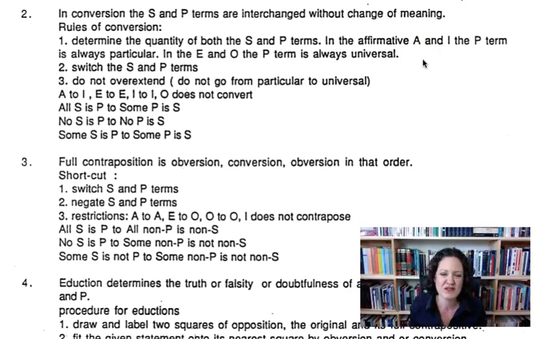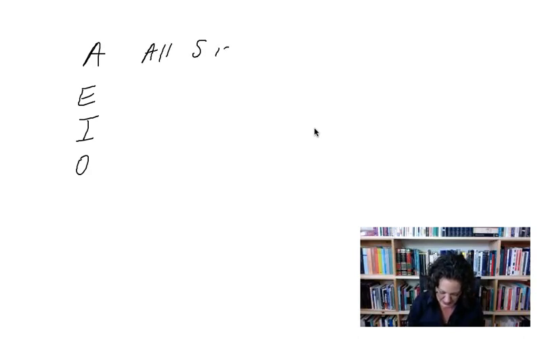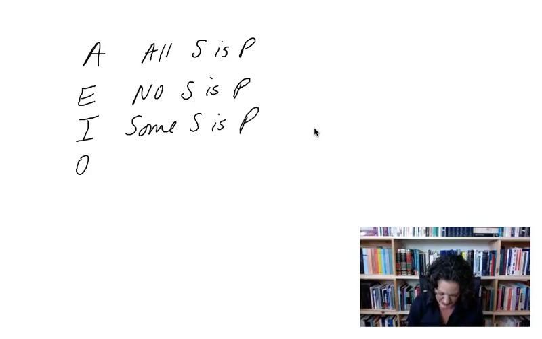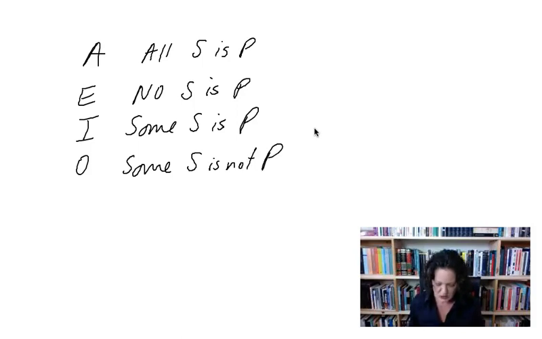Maybe I should show you that. This is going to be important for future lessons, so I will sketch that out quickly for you, and I will use the iPad again. So let me show you that. We have our A, E, I, and O statements. Please take notes on this. This is important. You're going to do this again. This is all S is P, no S is P, some S is P, some S is not P, okay? So whenever I say A, E, I, and O, this is what I'm talking about.